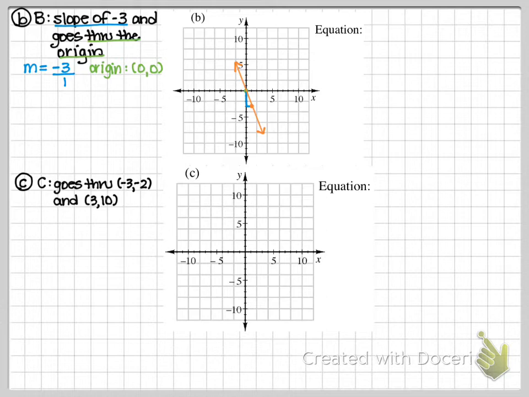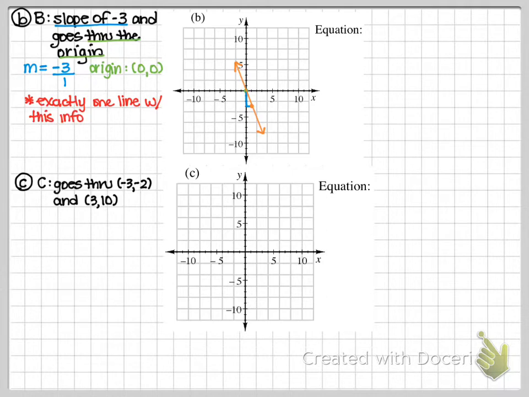So can I draw one line here? Yes, I can. There is exactly one line with this information. So that's good, which means I can write the equation too.